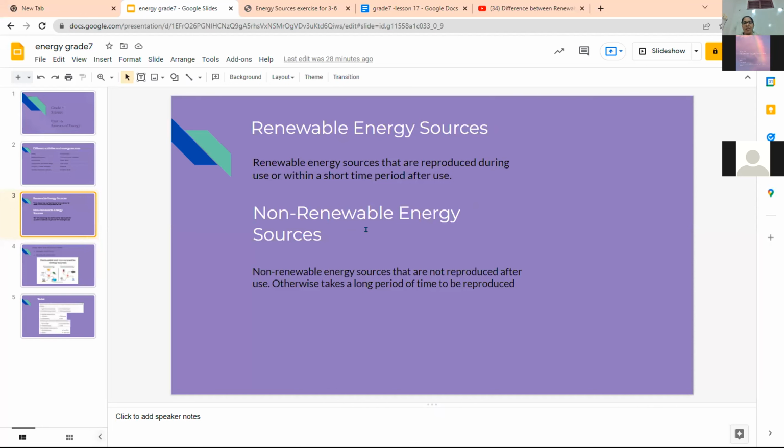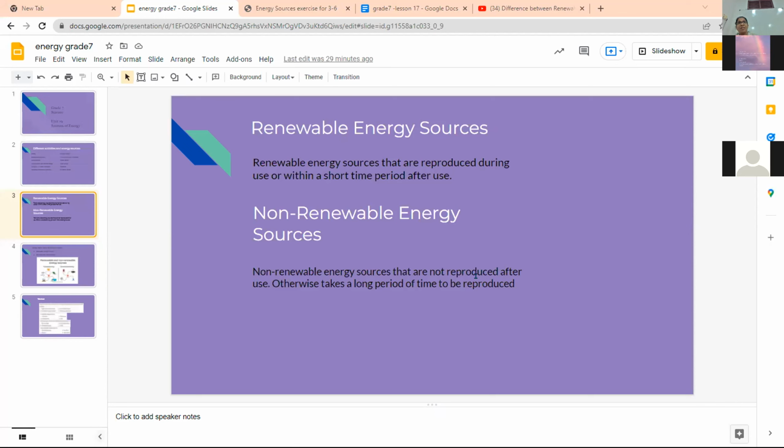So what are non-renewable energy sources? Gases, nuclear power. Can you define it? Before you give the examples, can you define it? Non-renewable energy sources are not reproduced after use. If these sources are not reproduced, that means they reproduce sometimes, but it takes a long period of time, right? So when we use coal, it takes a long time to produce coal, right?